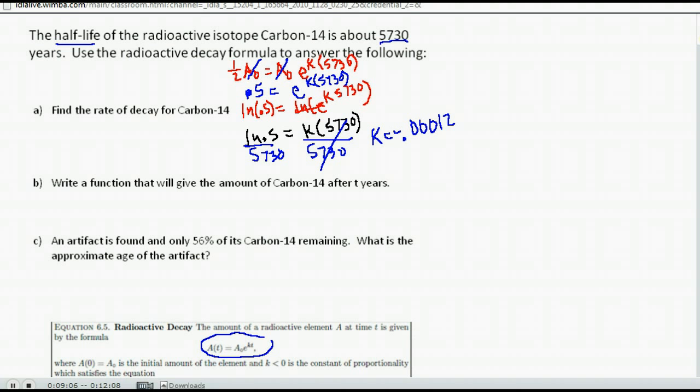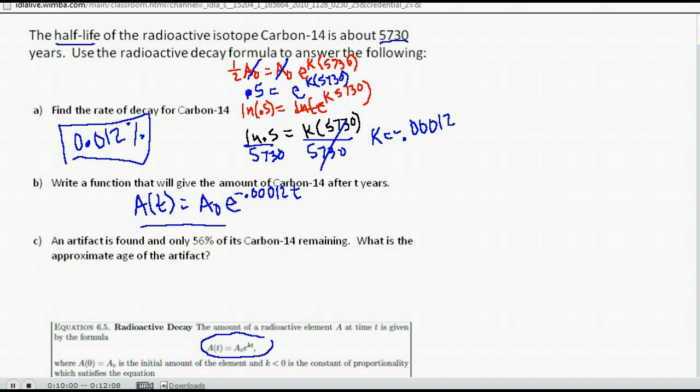Okay, they want the decay rate, so we're going to probably want to write that as a percent. So the rate of decay is 0.012% for carbon-14. In the formula, k is negative 0.00012. Okay, you can add more numbers onto the end. It just depends on who you are. Okay? Let's see. Write a function that will give the amount of carbon-14 after t years. So our generic function here is going to be A of t equals the original amount, A naught, times e to the negative 0.00012t. Okay, so all we've done is take the generic formula, put in our rate that we now know.